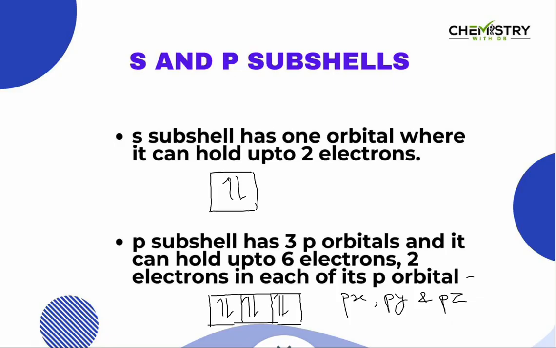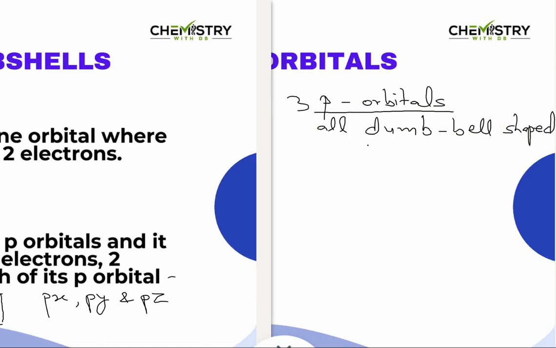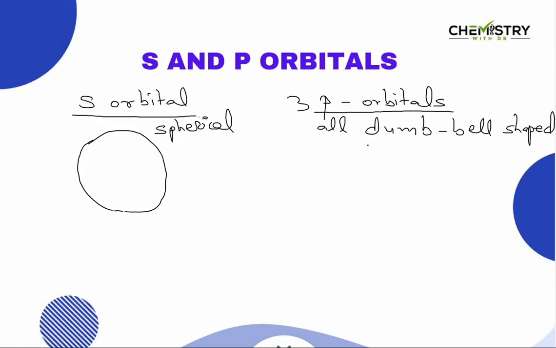Now let's see what S and P subshells are. An S subshell has only one orbital and it can hold up to 2 electrons. On the other hand, a P subshell can hold up to 6 electrons in its 3 p orbitals, and those 3 orbitals are shown here. The first one is px, the second is py, and the third one is pz. Now s orbitals are spherical in shape, while the p orbitals are dumbbell shaped.